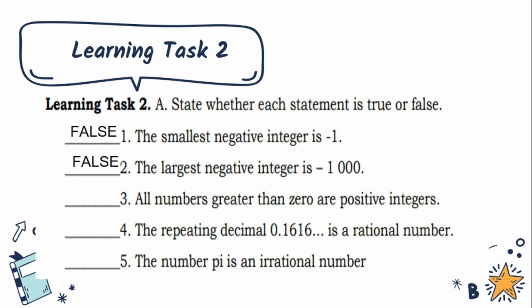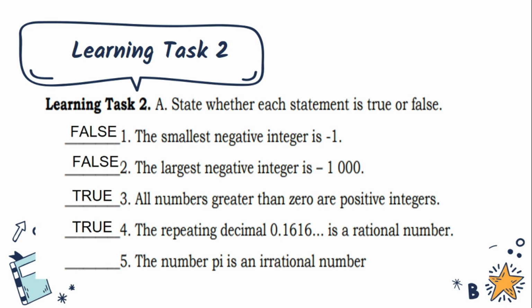Totoo ba? False. Okay? Sabi nga natin yung negative 1 is higher than negative 1,000. Correct? So that is false. Number 3, all numbers greater than 0 are positive integers. Yes, that is true. Lahat ng mas malaki kay 0 ay positive integers. Next is the repeating decimal 0.1616 is a rational number. That is true. Dahil nga siya ay repeating, non-terminating but repeating, therefore that is a rational number. We can still express this in fractional form A over B. Okay?